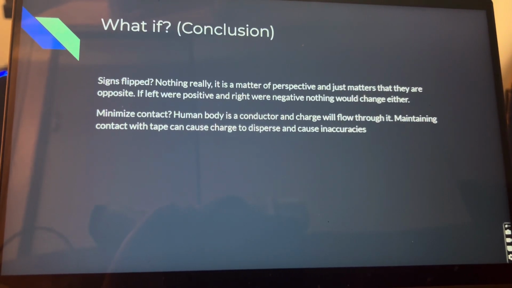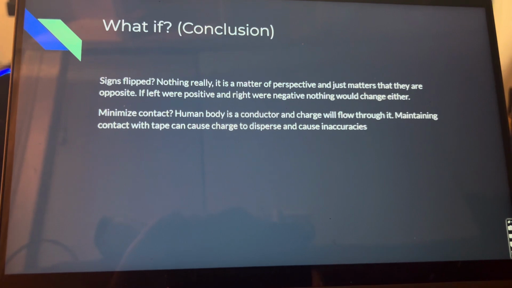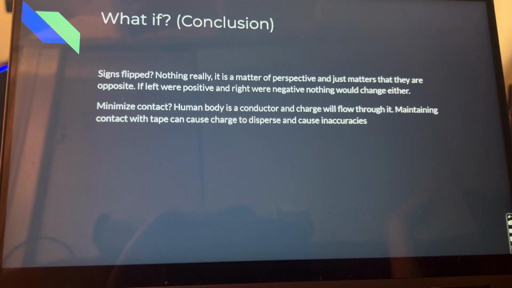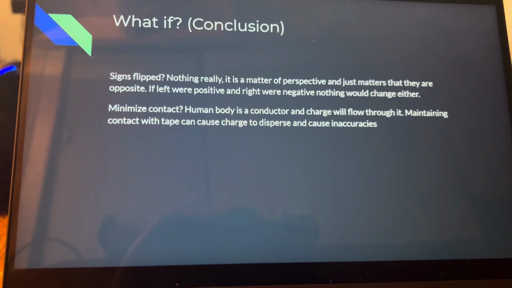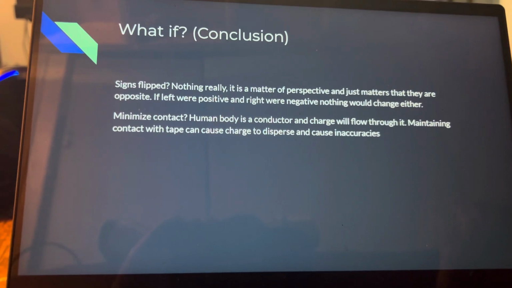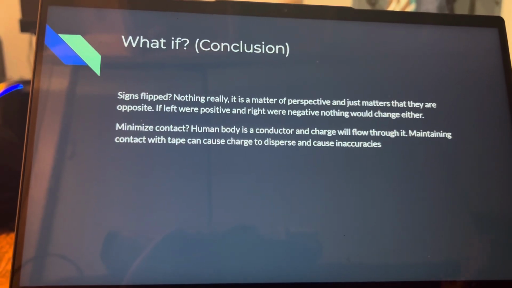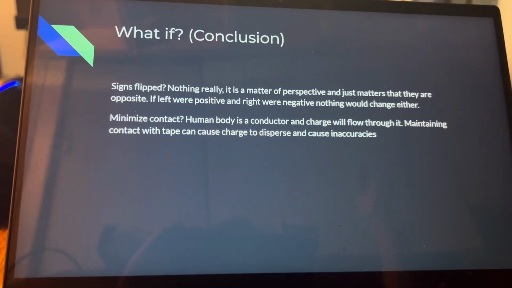So in the conclusion, if the signs were flipped, nothing would really change. It just means they are opposite. It's just a perspective in physics. For example, left is negative and right is positive, but if those were to switch in physics convention, nothing would necessarily change. It's just how you look at it. It's just important in keeping directions the same.